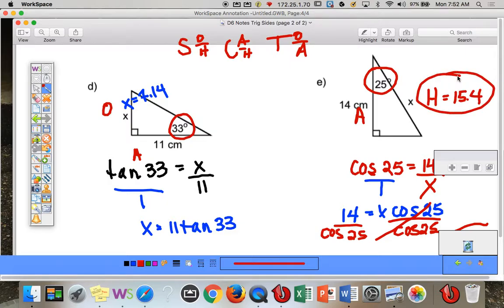So again, the steps are on your worksheet. You circle your angle, you label your sides, you pick your ratio, and you cross multiply and solve.